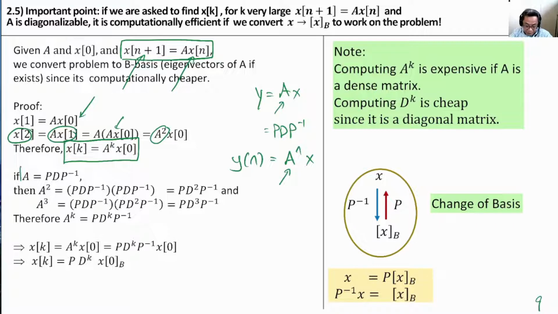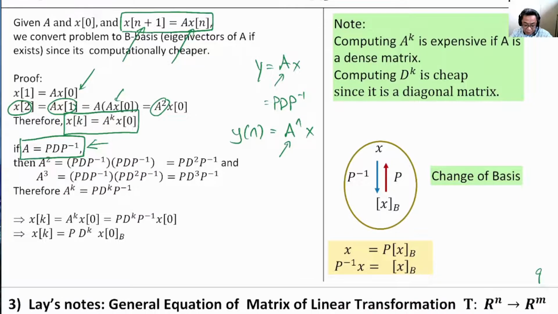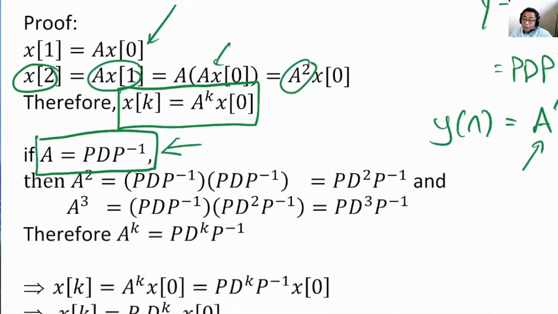Alright, let's assume that we can diagonalize a matrix. It means that we can convert A into the product of three matrices, PDP^-1, where P is the set of eigenvectors. Now, when it is written in this form, it means that P has a complete set of eigenvectors. Therefore, P^-1 exists. In this case, A is diagonalizable.